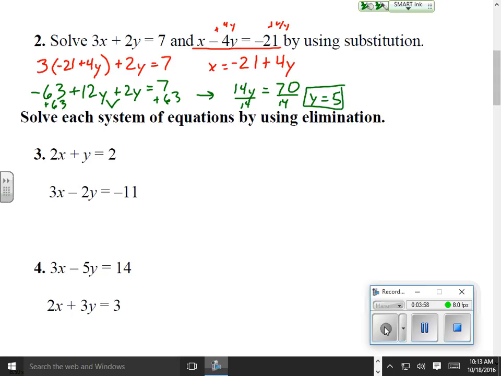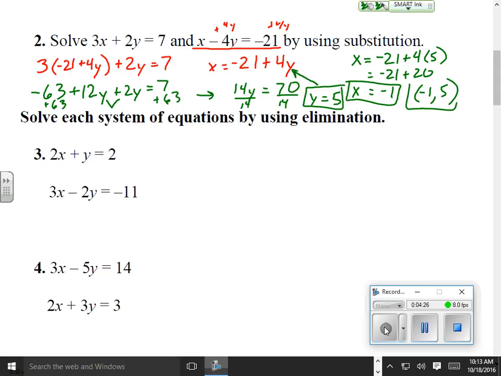So with a value of 5, then I can take that and plug that into this equation where I isolated x. X would be negative 21 plus 4 times 5, which would be negative 21 plus 20, which is negative 1. So you could write it like this, or you could write it as negative 1, 5, as long as x is your first value.